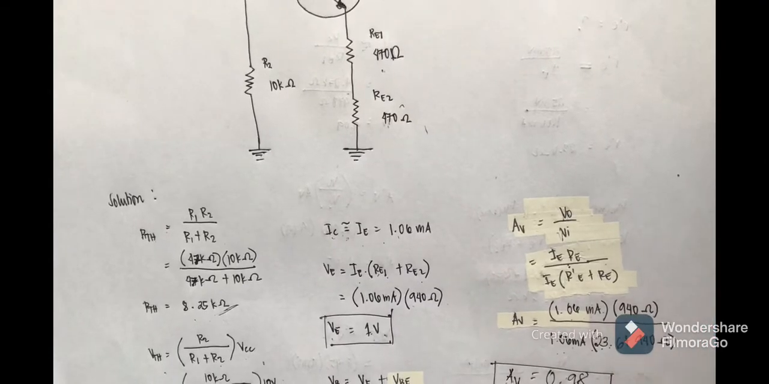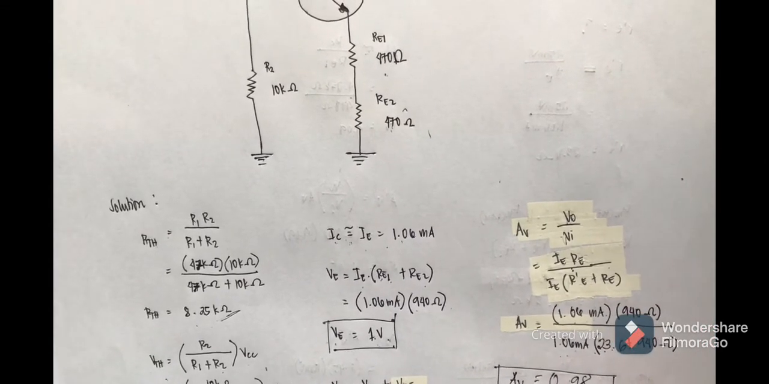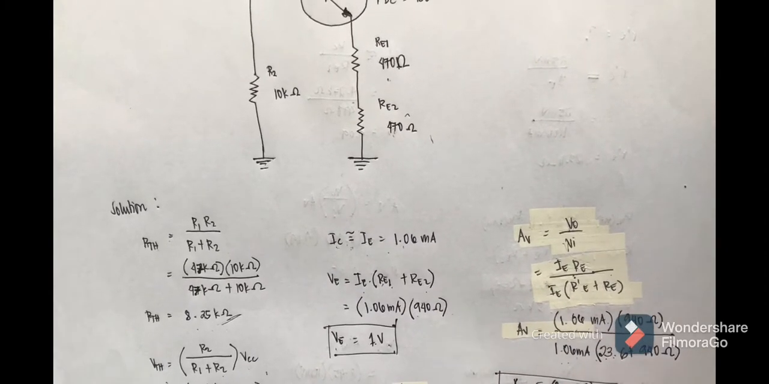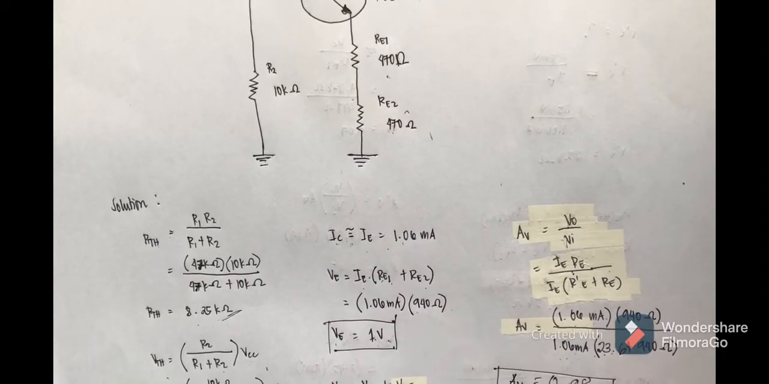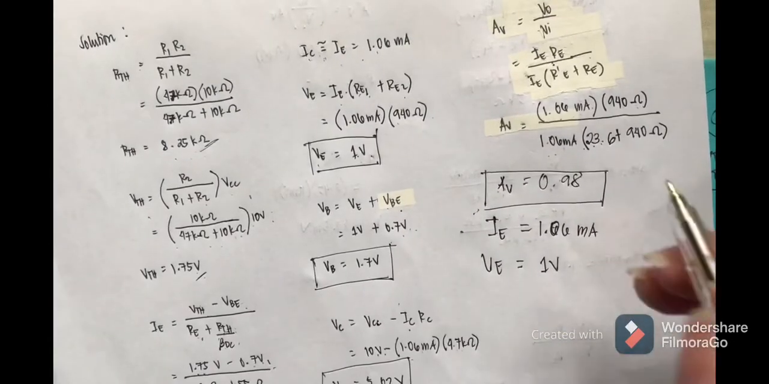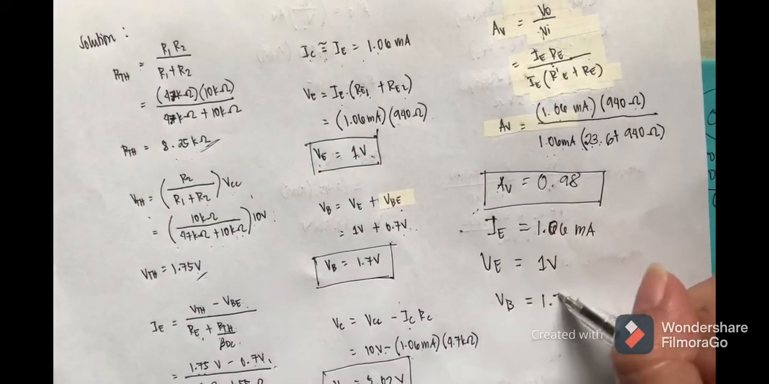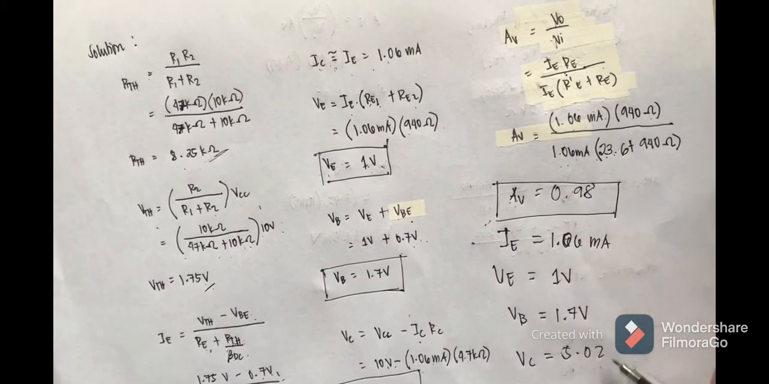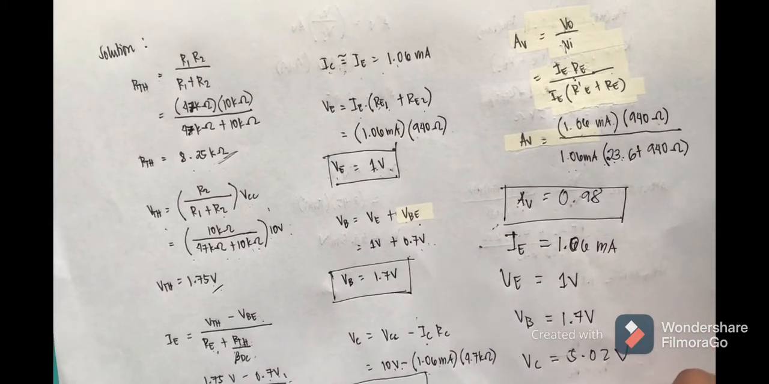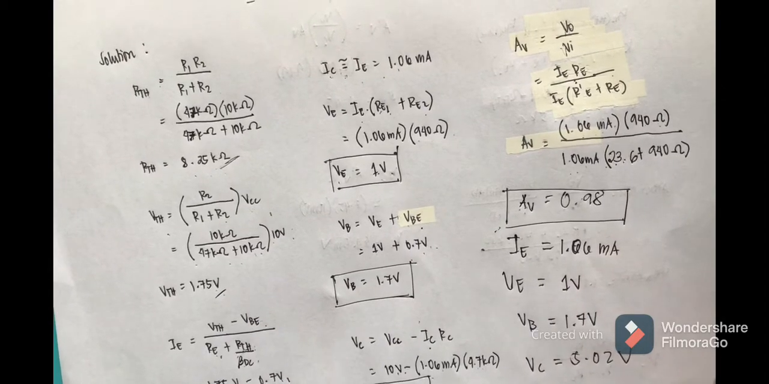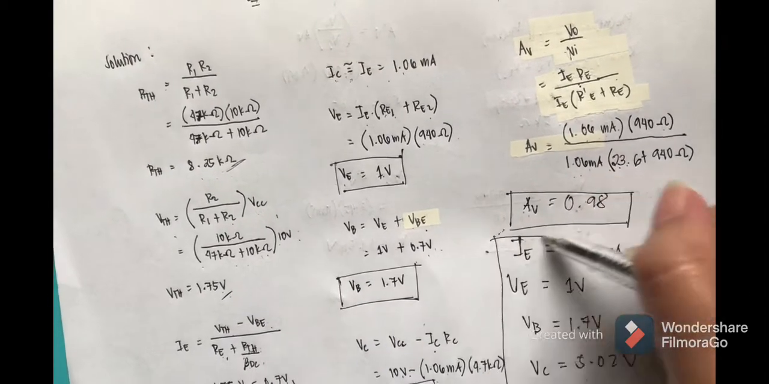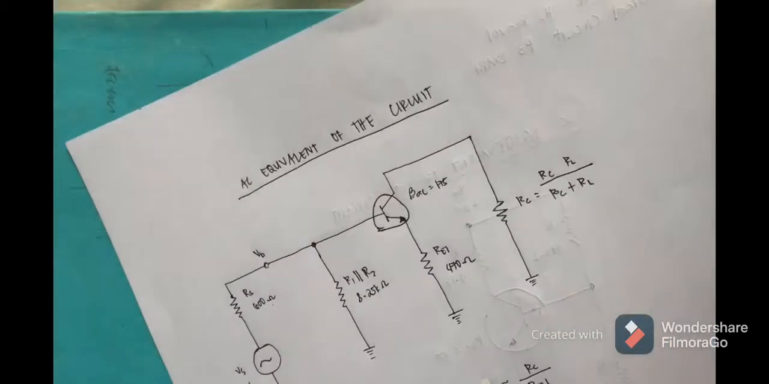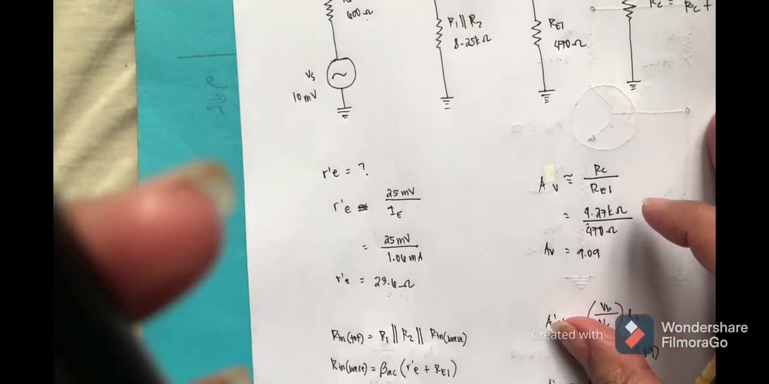So now, the DC equivalent of the circuit already has the answers. For IE, we have 1.06 mA. For VE, we have 1 volt. For VB, we have 1.7 volts. For VC, we have 5.02 volts. And our VO over VI, or AV, is 0.98. So here are the answers for the DC equivalent of the circuit. Now, we will continue to the AC equivalent of the circuit.